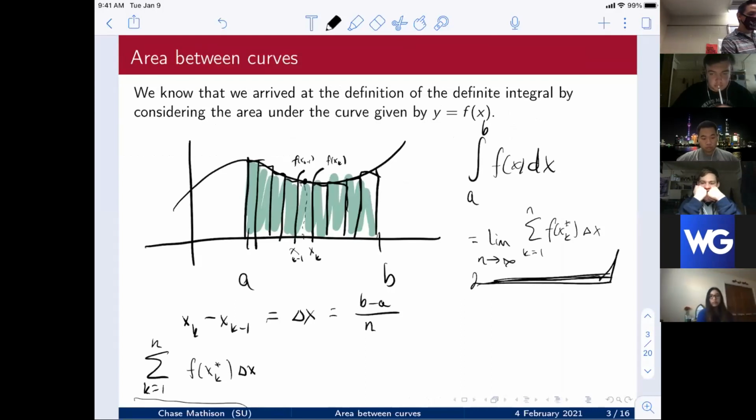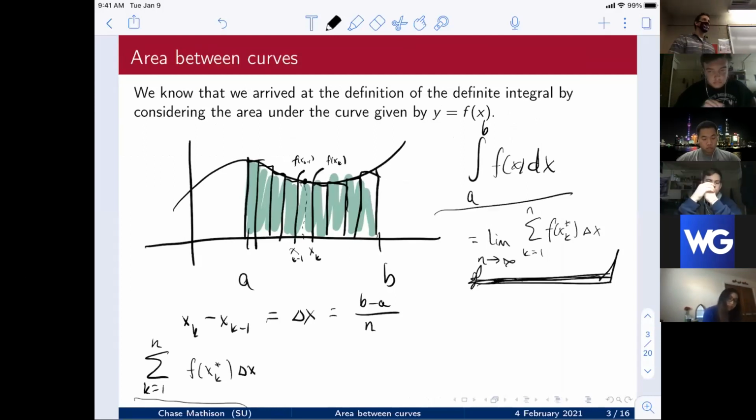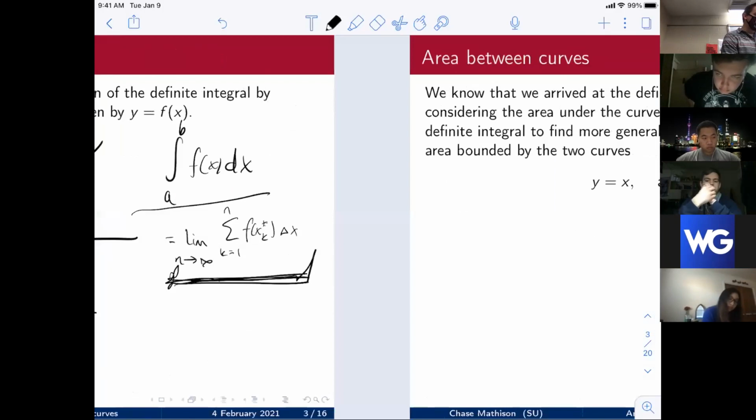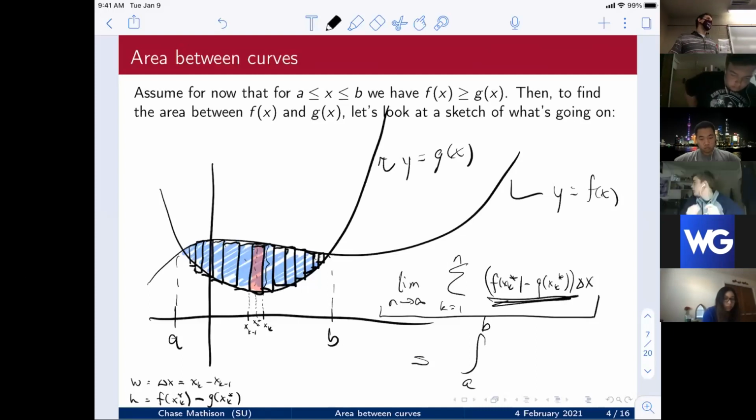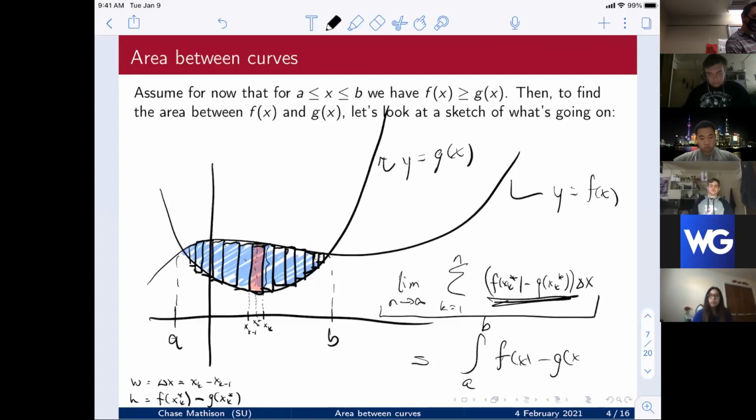If this limit as n goes to infinity of the sum of f of xk star times delta x gives me the integral from a to b of f of x, then the limit as n goes to infinity of the sum of f of xk star minus g of xk star times delta x is, by definition, the integral from a to b. Now, this thing here is the function that I'm taking the integral of, right? This is f of x minus g of x. And then the delta x turns into dx, right?